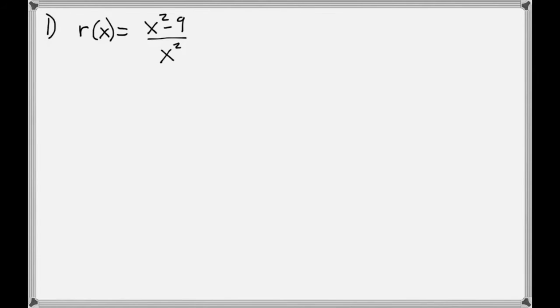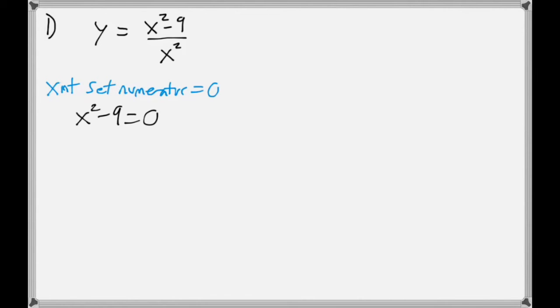So if we look at number 1, it says find the x and y-intercepts of the rational function algebraically. I kind of want to take this out of functional notation. So I'm just going to call this y instead of r of x. And then to get the x-intercept, I want to set the numerator equal to 0. So this will be x squared minus 9 is equal to 0. And then I want to solve.